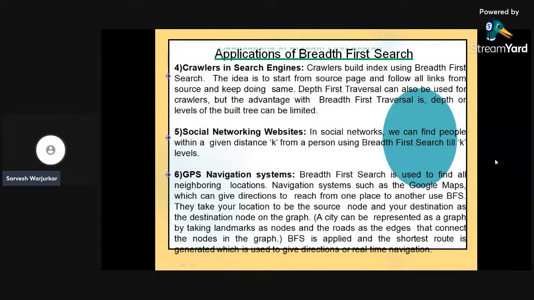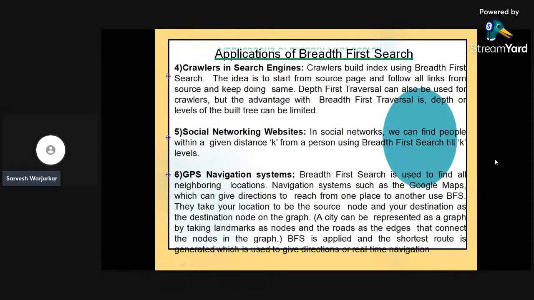Social networking websites are again an application of breadth first search, and so are GPS navigation systems, where breadth first search is used to find all the neighboring locations. We are very much aware of and used to GPS location. So navigation systems such as Google Maps, when we get directions to reach from one place to another, use breadth first search.